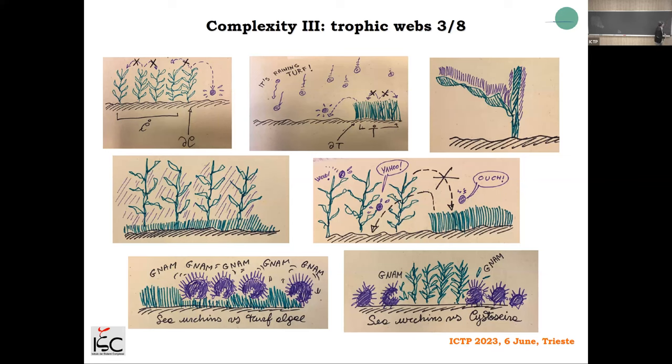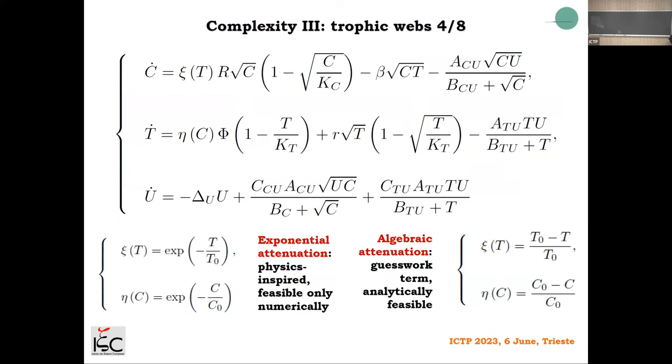reproduction of Cystoseira itself that only take place on topologically precise places, that is the border of the place where this alga lives. And this will affect deeply the form of the equations. These are the form of the equations.